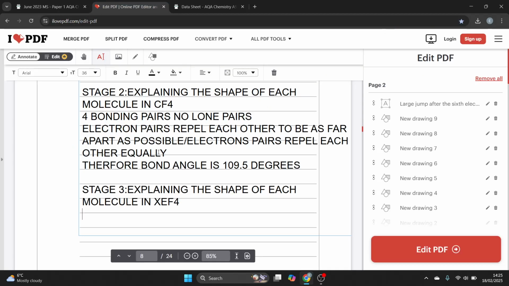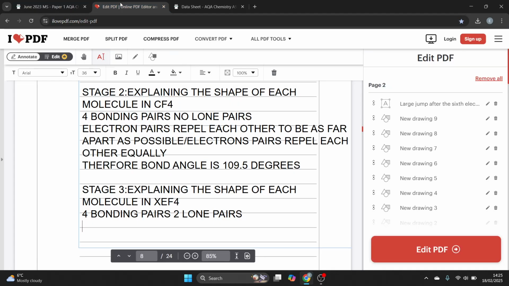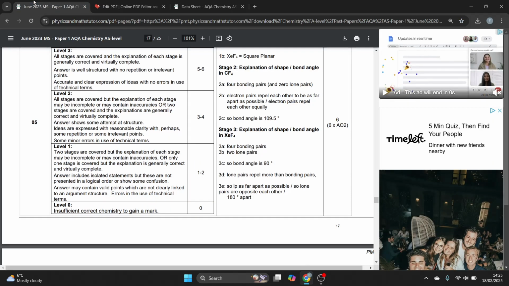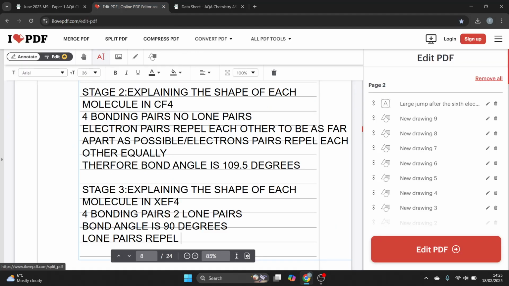So XeF4, it's got 4 bonding pairs, 2 lone pairs, and what do I know? Bond angle is 90 degrees. I already knew that off by heart. But then you say lone pairs repel to be as far apart as possible. But they also repel more than bonding pairs.